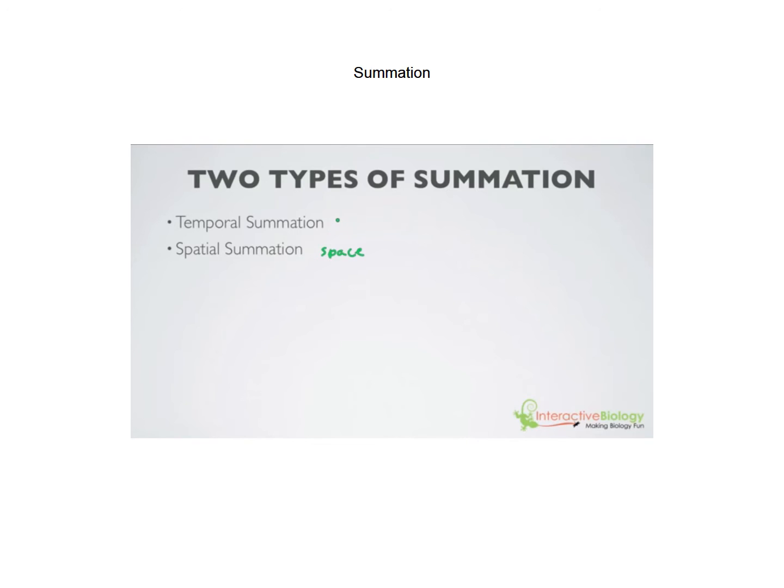Temporal summation is the same neuron firing, but each signal is separated by time. So temporal summation is separated by time, same neuron. Spatial summation is separated by space because they are two separate neurons. That's all the content for this video. We've looked at the two types of summation and we've answered the question, what is summation?